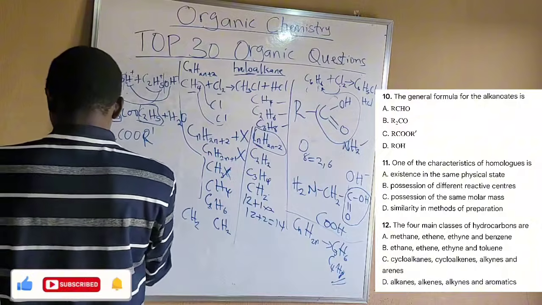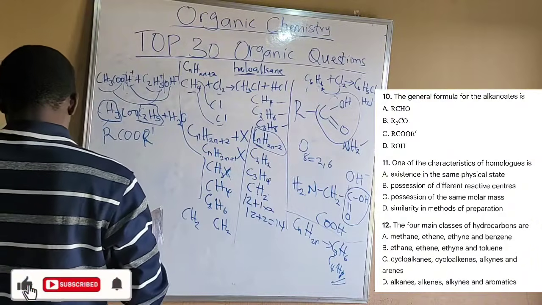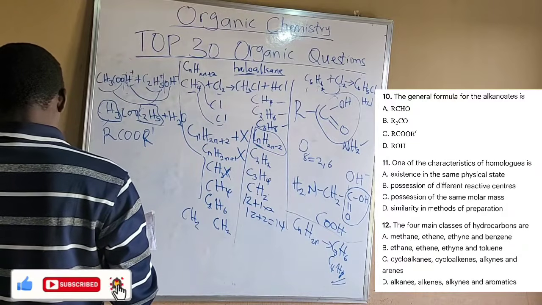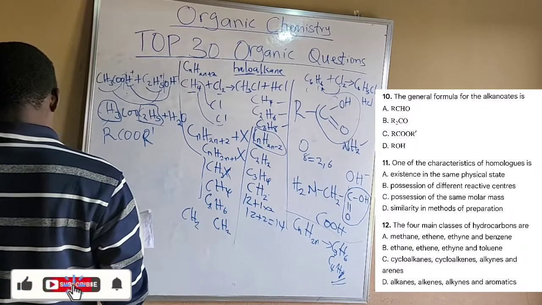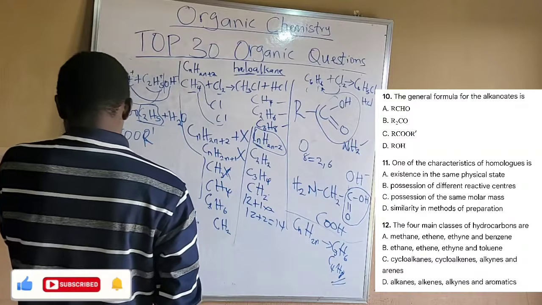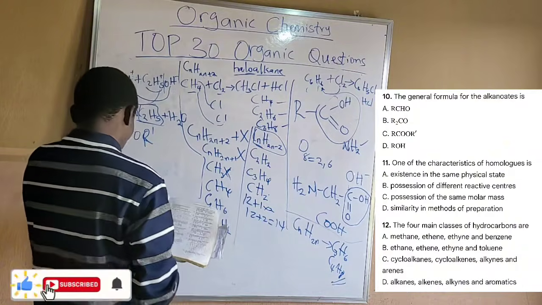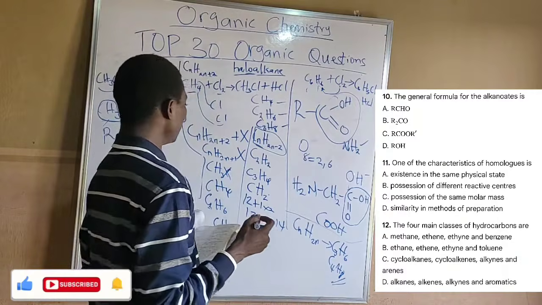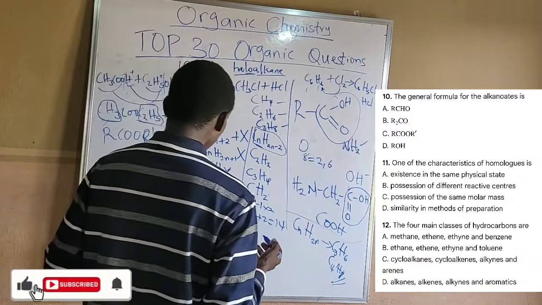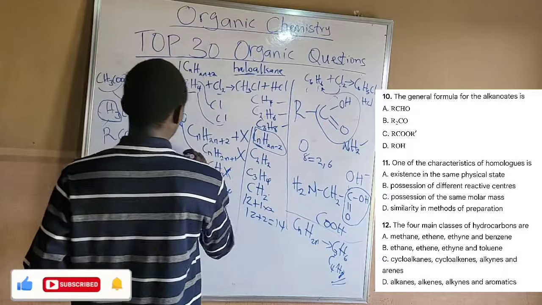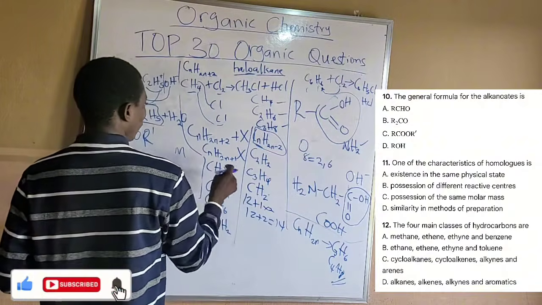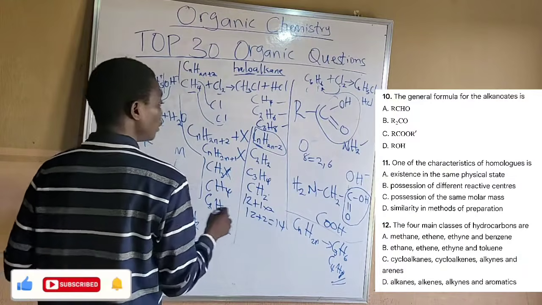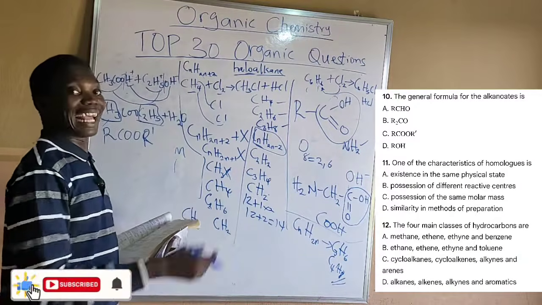All right, let's look at the next question. One of the characteristics of homologous series is that they have similar... The correct answer there is similarity in method of preparation. Yes, in alkanes, the same way you prepare methane under alkanes is the same way you prepare ethane, propane, butane. That is the same way you prepare it.